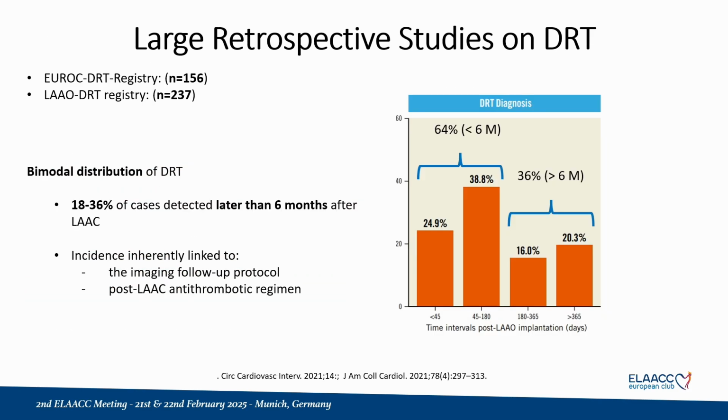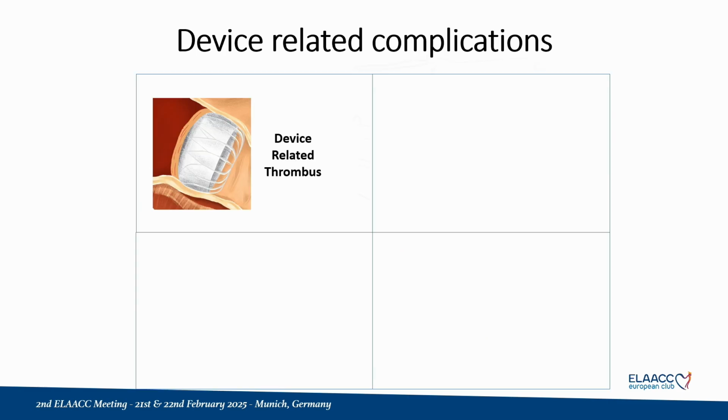These are the largest retrospective studies on DRT, including 156 cases and 337 cases in the American registry. They show the bimodal distribution of DRT, with between 18 and 36% of cases detected later than 6 months after procedure, and with the incidence that was inherently linked to the imaging follow-up and the post LA closure antithrombotic regimen.